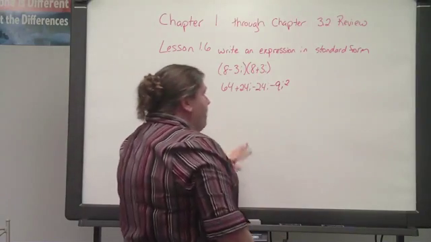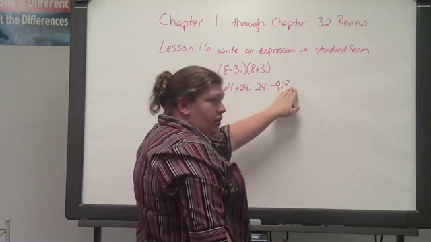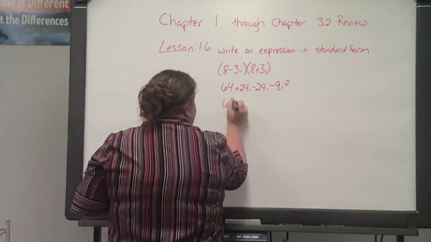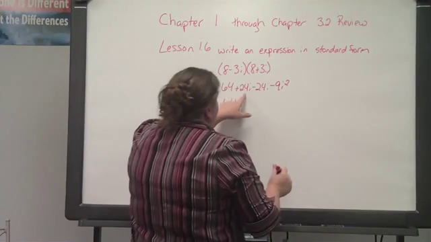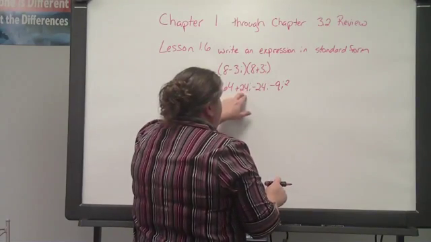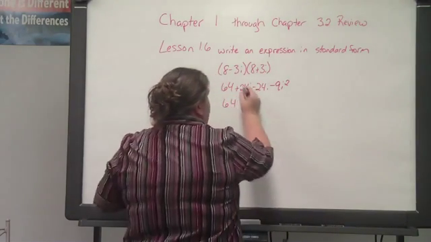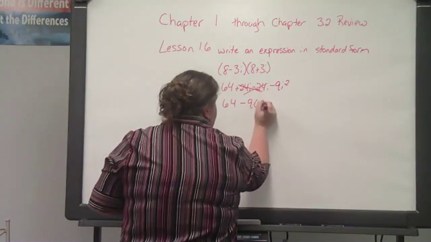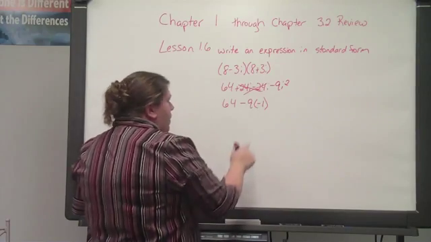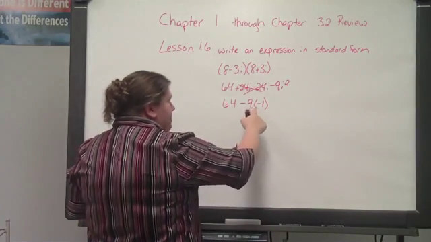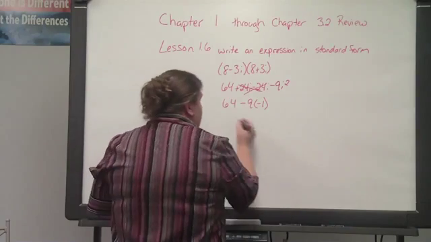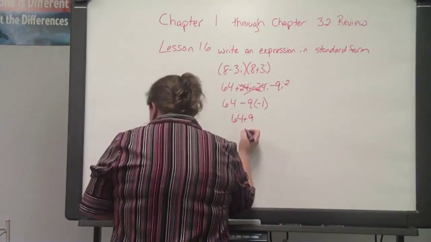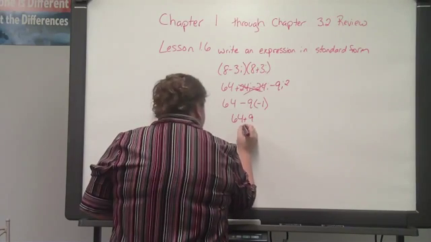Now, one thing we have to keep in mind is that i squared is the same as saying a negative 1. So I'm going to go ahead and rewrite 64. And I know that 24i minus 24i cancels out. So I can say minus 9 times a negative 1. A negative 9 times a negative 1 gives me a positive 9. So 64 plus 9 will give me 73.